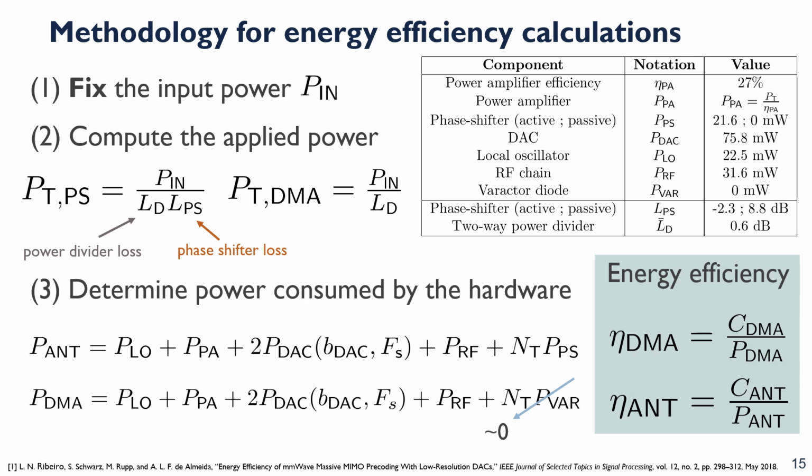Now, the most notable and important thing to note here is that while the phase shifters, specifically for the active case, will add to the total power consumption of the system, the varactors consume negligible power, so they will not be added to the total power consumption for the DMA, which we expect to see in the resulting energy efficiency as well.